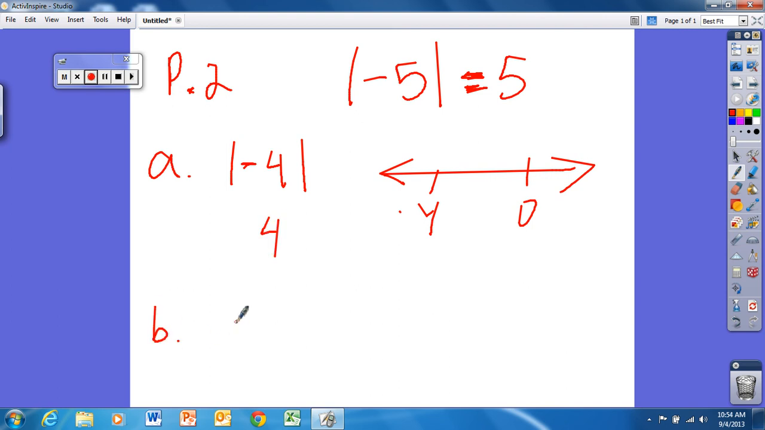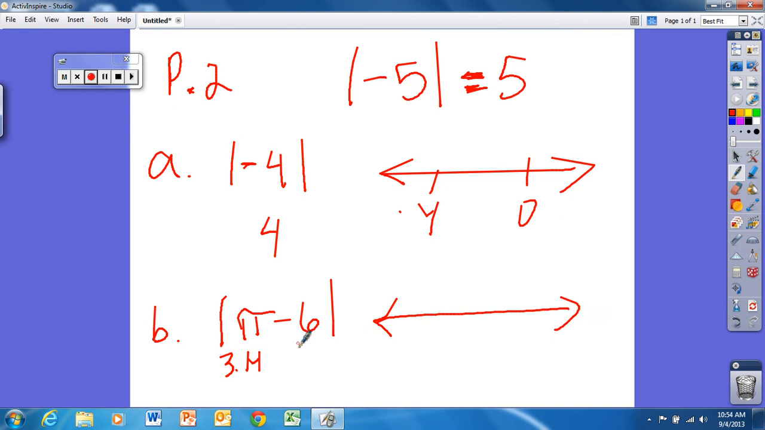But then you have a question like this, the absolute value of pi minus 6. Well, you have to think about that. Pi minus 6, if pi is essentially rounded to 3.14, then when you subtract 6, you have like 2.8 something, right? So if 0 is here, and it's negative, because 3 minus 6 would be a negative, it'd be negative 2.858, or something like that. Well, then the distance is essentially positive 2.858.